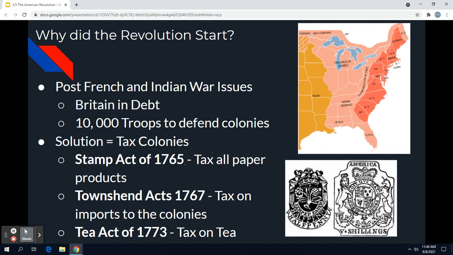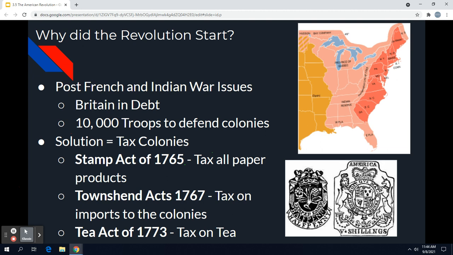Second was the Townshend Acts. This was a tax on all imports to the colonies. If you go back to mercantilism, this is kind of a major issue for the colonies because they import everything from Britain. So if they import everything from Britain, they're literally getting hit with a tax on every single thing. So these taxes can really start to add up.